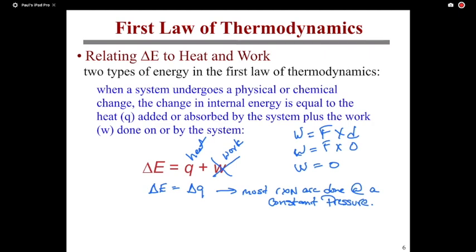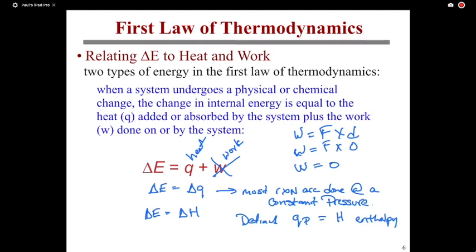Okay, and so this defined heat at a constant pressure has another name. It is called H, which is called enthalpy. Enthalpy. Okay? So what happens is the change in energy is going to be the actual change in enthalpy, which is heat at a constant pressure.